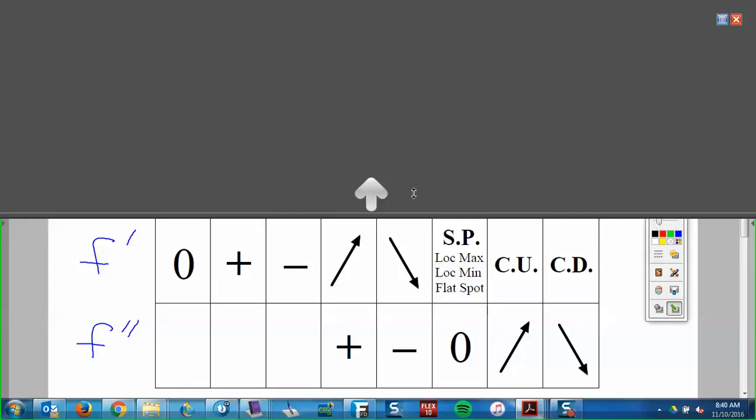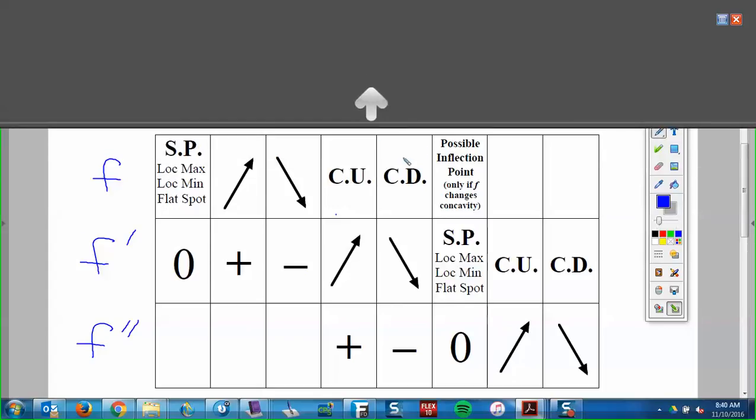What happens when f double prime is positive? F prime is increasing, right? Because f double prime is the slopes of f prime. So when f double prime is positive, f prime is increasing, and when f double prime is negative, f prime is decreasing. But I already had that in my chart. I already had increasing and decreasing on f prime, so I end up putting it in a little different order.